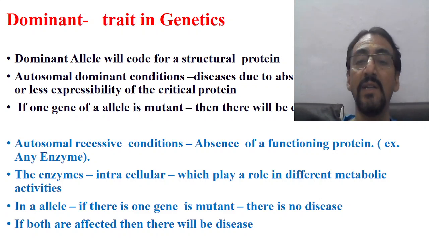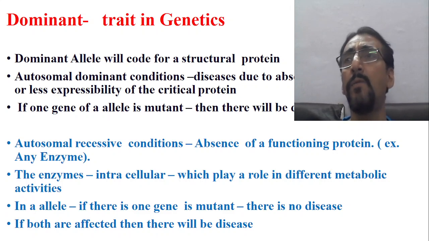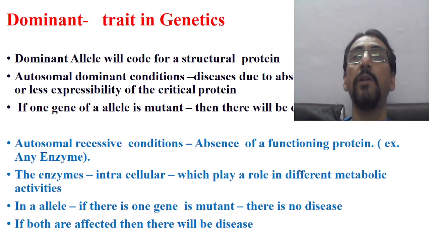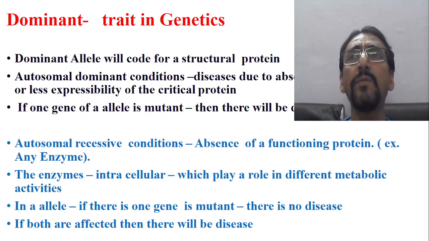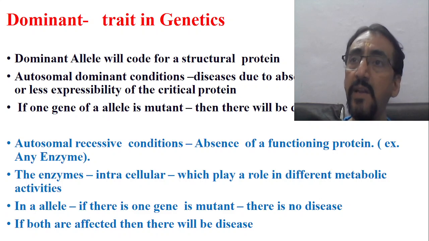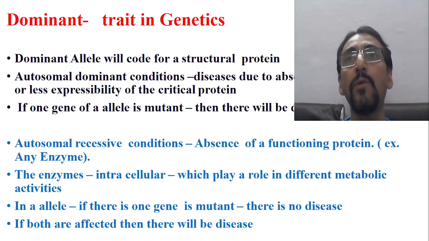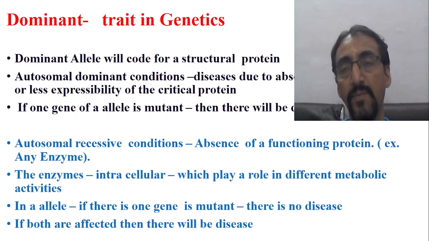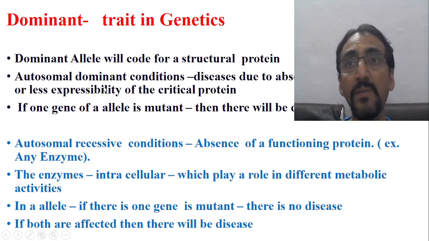Whereas in case of the recessive condition, as we already explained, there is an absence of a functioning protein, any enzymes, intracellular enzymes. For example, for the metabolic process of one particular amino acid, in the transamination cycle or in the glycolytic cycle, whenever there is a metabolism, thousands of enzymes are required, one for each step. If the enzyme for a particular step is absent, then that function will not take place and metabolism will get arrested in between. So ultimately the end product is not formed, and this leads to the disease. This is the basic problem in the recessive genes.